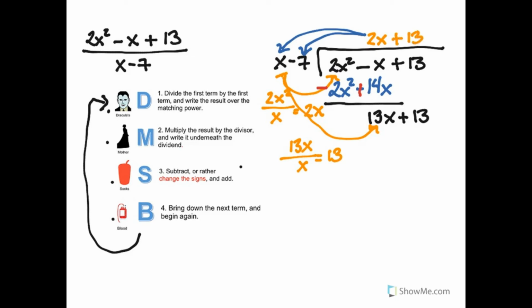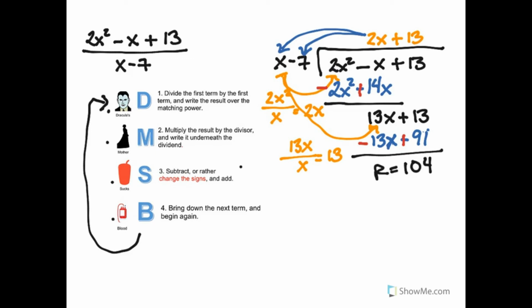And I add 13 here. 13 times x is 13x. And 13 times negative 7 is negative 91. That was the multiply, so now I subtract, which is changing the signs and adding. 13x minus 13x is 0, and 13 plus 91 is 104.